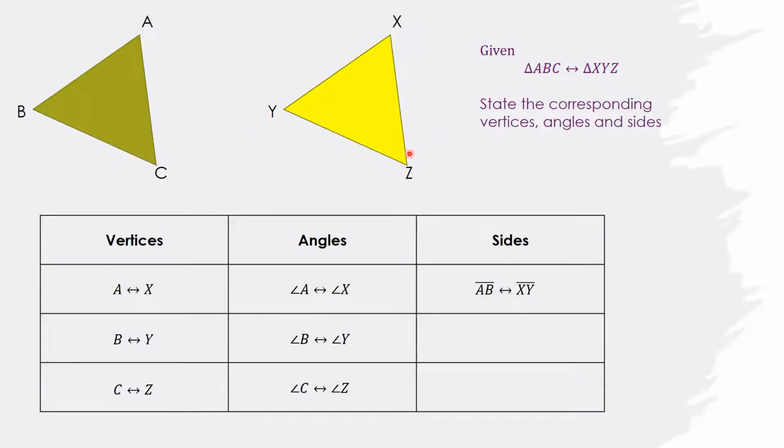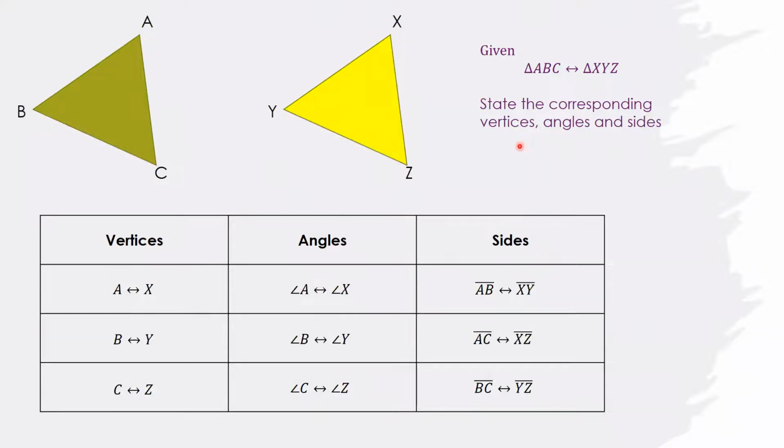When it comes to the sides, segment AB corresponds to segment XY. Make sure of the correspondence. Then segment AC corresponds to segment XZ. And the last one, segment BC, corresponds to segment YZ. That's how we work on correspondence.